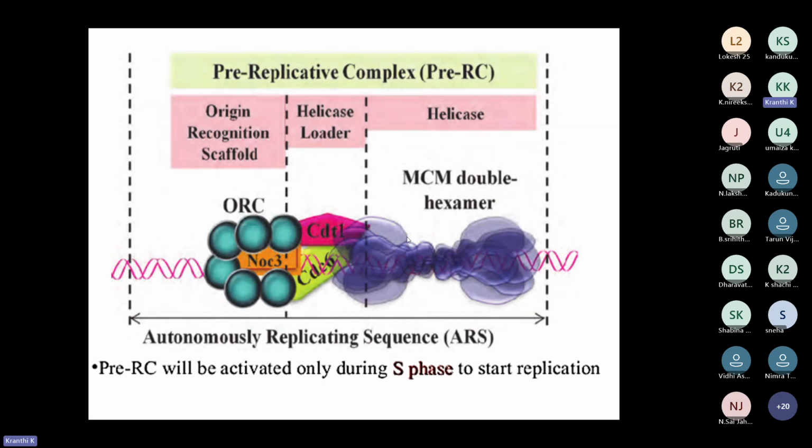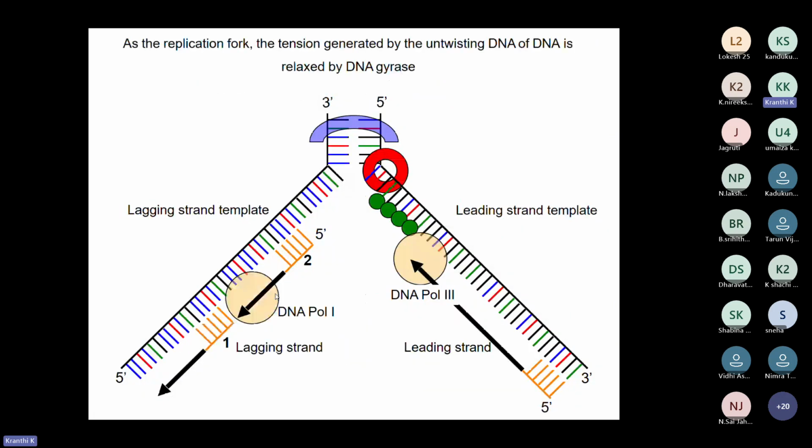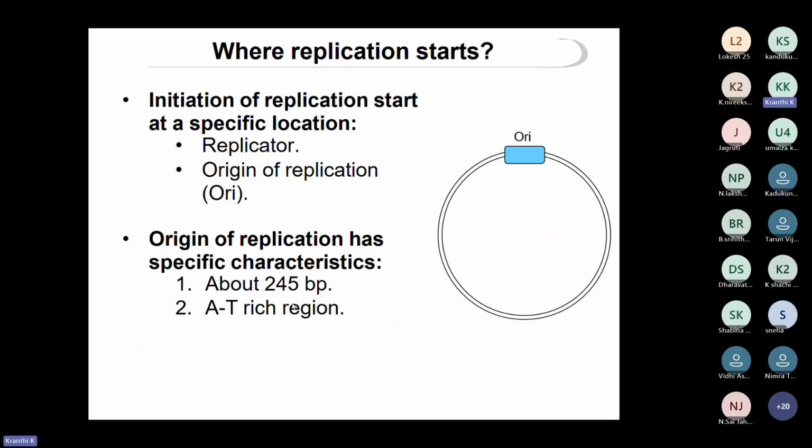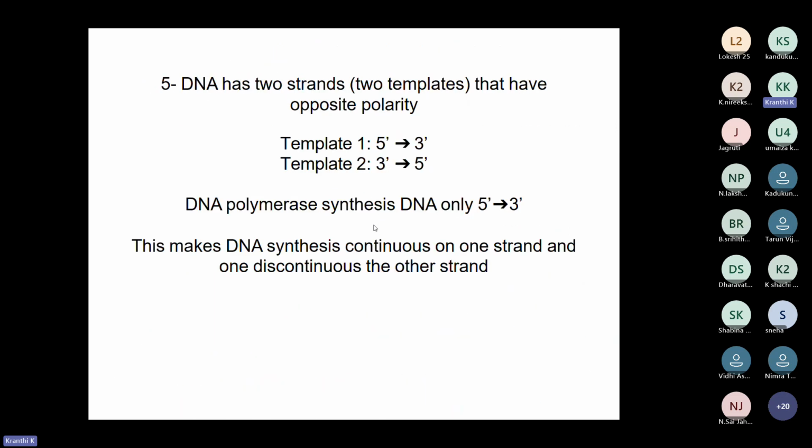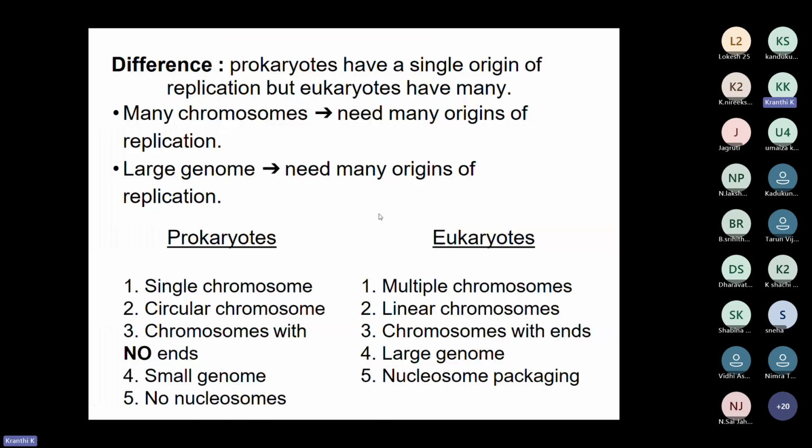Now, the pre-replicative complex will form only in the S phase. We have different phases. I think I forgot to explain this. This is about cell division. When active cell division is happening, there are different phases: G1 phase, S phase, G2 phase, M phase. In the S phase only, the DNA synthesis happens. The replication of the DNA happens only in the S phase of the cell division, in prokaryotes and in eukaryotes also.